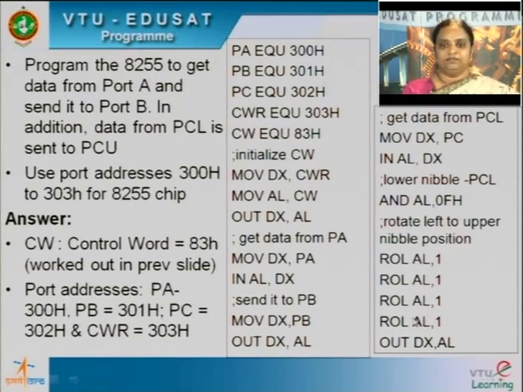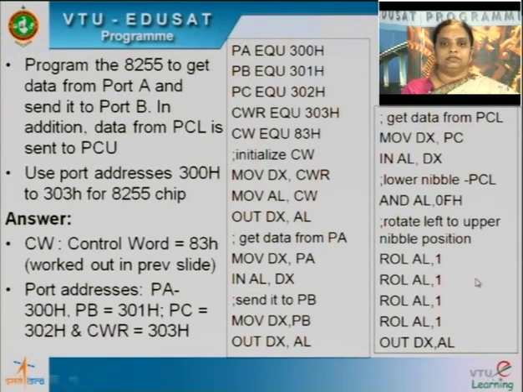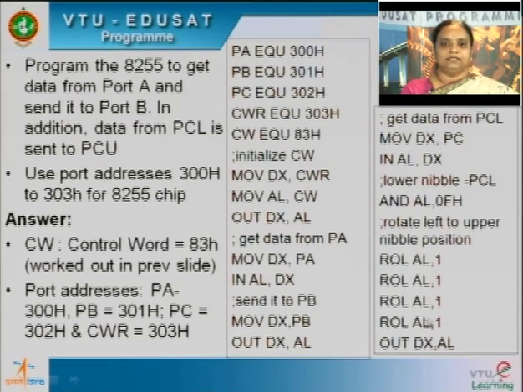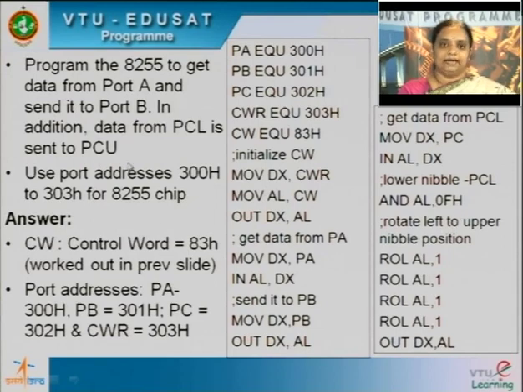So when you rotate left 4 times, the lower nibble will come to the upper nibble. So if you are reading in something like 06, after 4 times rotation it will become 60. And that you output once again on port C, but now the 6 will go to the output port, that is PC upper.